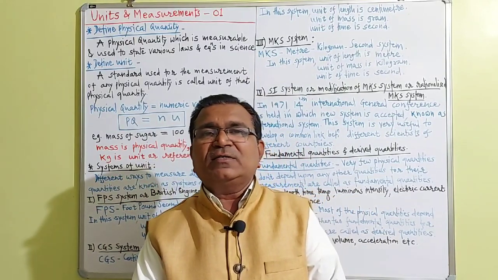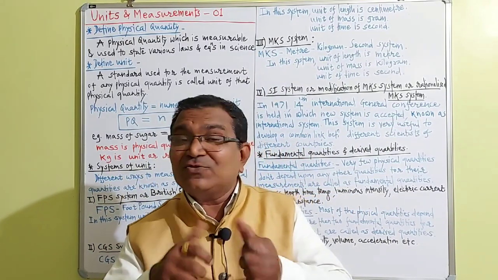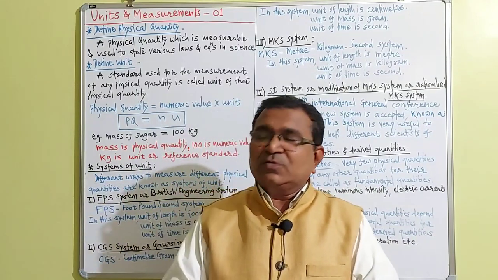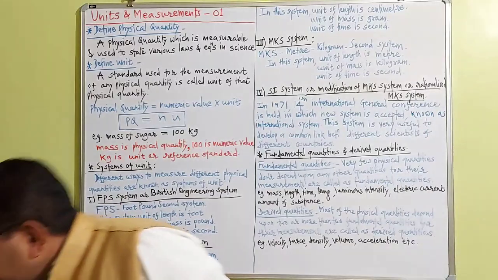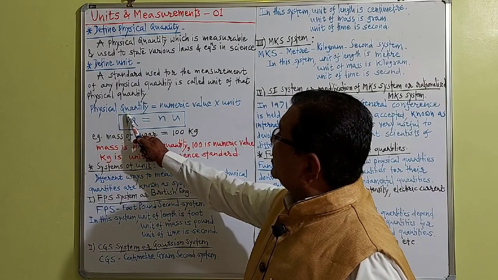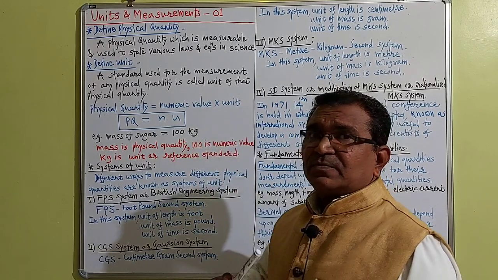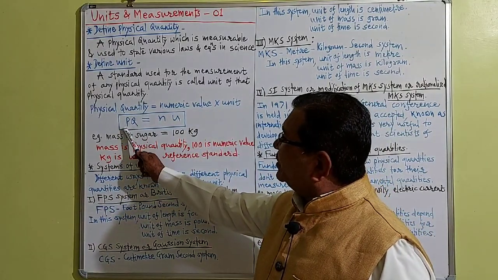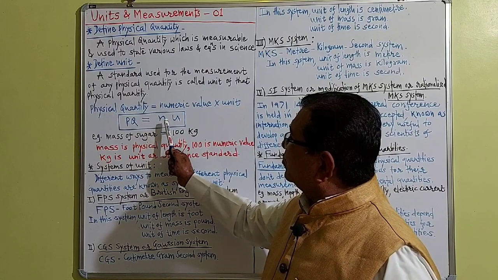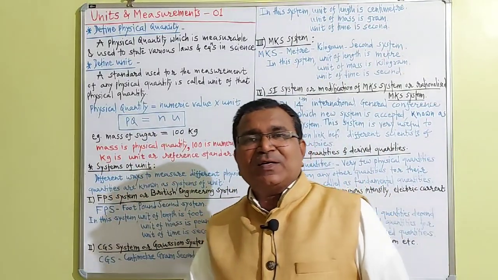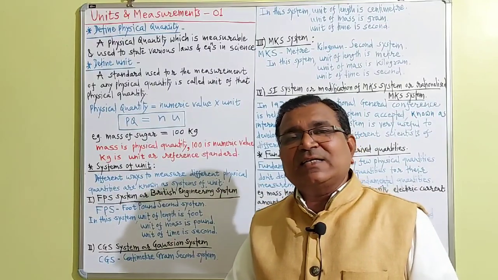After learning the definition of physical quantity that I have already written on the board, now we have to learn what a unit is. Before learning the definition of unit, we should know this formula: physical quantity is equal to numeric value into unit. PQ, physical quantity, is equal to NU. I have written one example for your understanding.